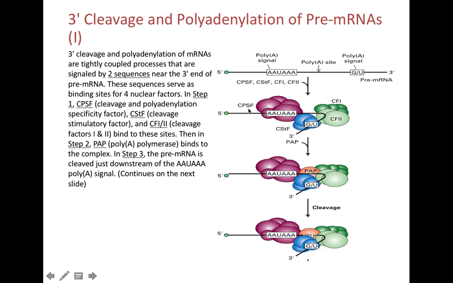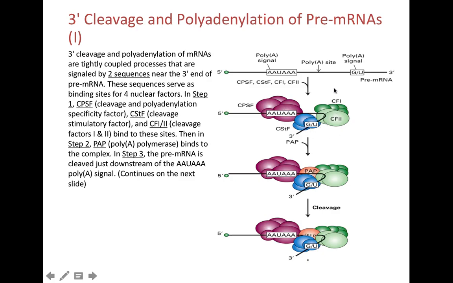So CPSF, the cleavage and polyadenylation specificity factor, binds to the upstream poly-A sequence, and cleavage stimulatory factor binds to the downstream poly-A signal. This cleavage stimulatory factor also interacts on the other end. At one end it binds to the downstream poly-A signal, and at the other end it also interacts with the CPSF, which was bound to the upstream poly-A signal. This binding between these two factors leads to the formation of a loop.